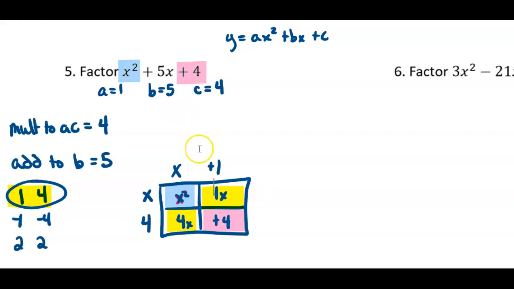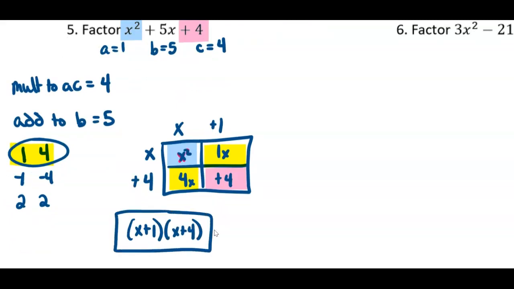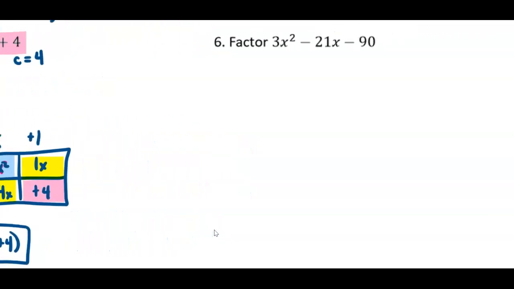Quick check here. 1 times x is 1x. 1 times 4 is 4. So make sure that it's working out when you multiply it. If you go ahead and check your answer, you'll get it right, or at least know you've gotten it right at the end. So it's x plus 1 times x plus 4. And that is factored. Okay, let's try another one.